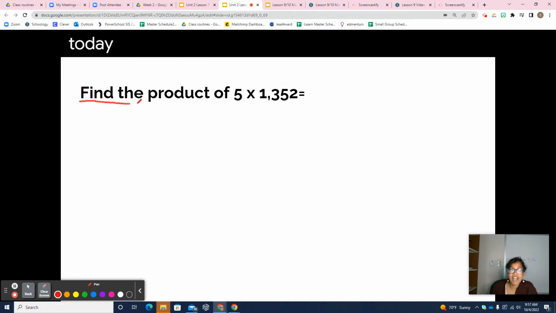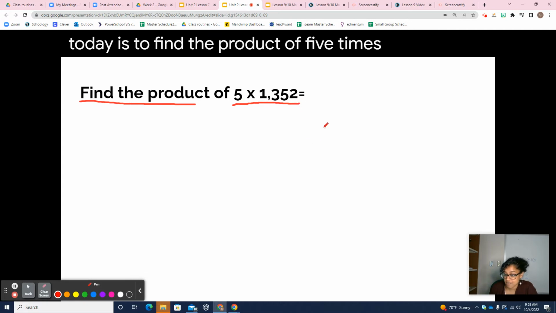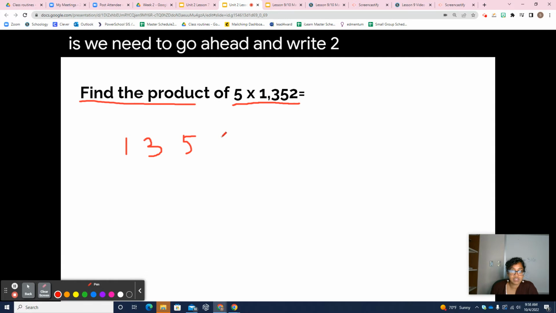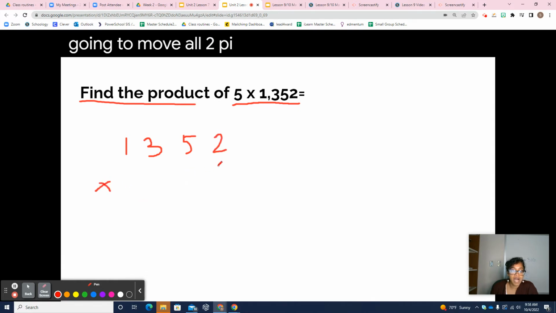All right, let's go ahead and go into our problem. Our problem for today is to find the product of 5 times 1,352. We are going to use a standard algorithm method of multiplication. How we do that is, first, let's line up our problem. We need to write 1,352, and we're going to multiply that by 5.